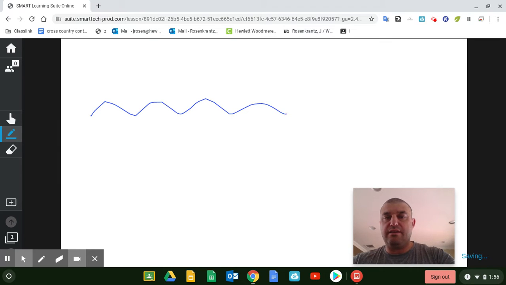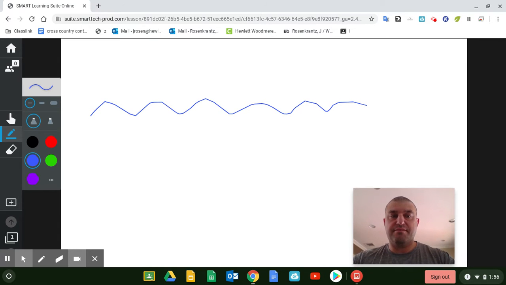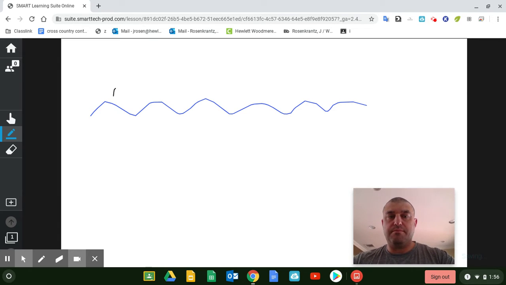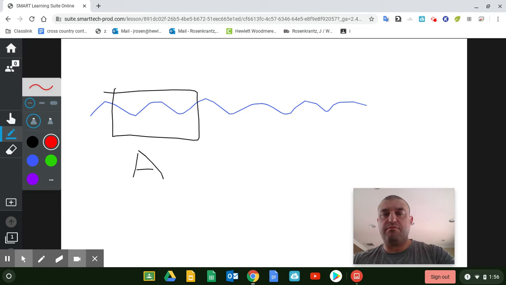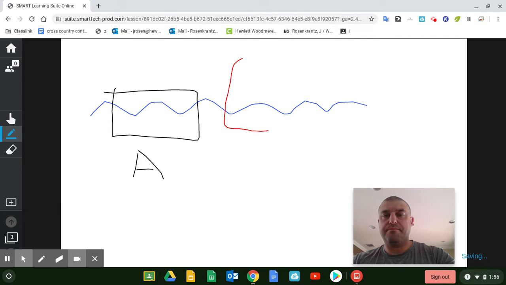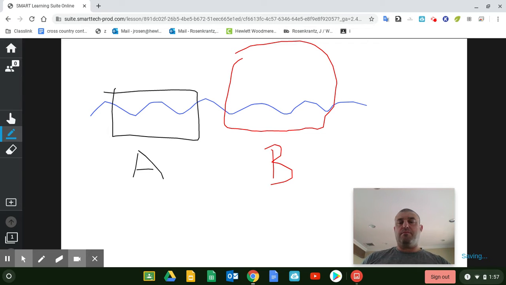So let's say this is the ocean and we had two rafts. This black raft, let's call it raft A, and this red raft was raft B. So both rafts, or whatever, rocks or boxes or objects, they're both floating in water.